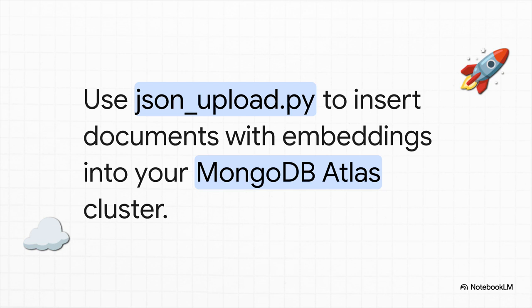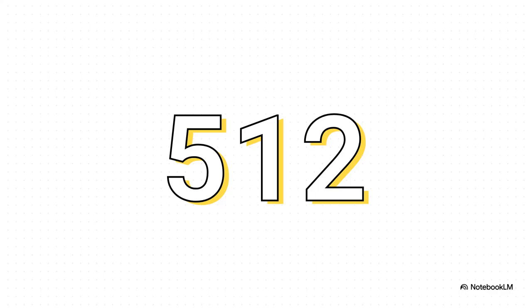The script is smart. It safely clears out any existing data in that collection with a delete_many command. And then it uses insert_many to push our newly generated JSON file, complete with all those complex vector embeddings, right into the cloud database.